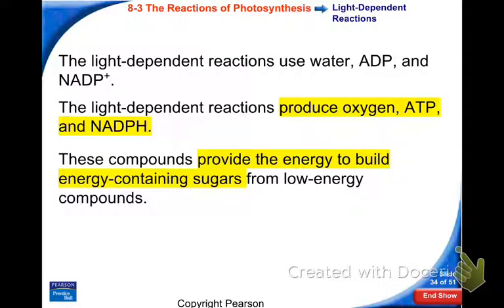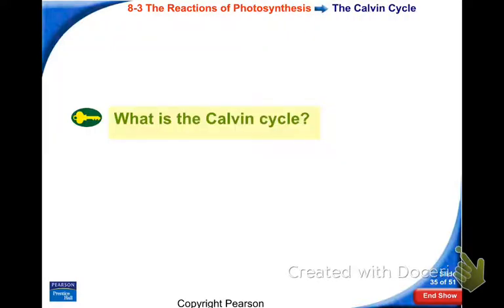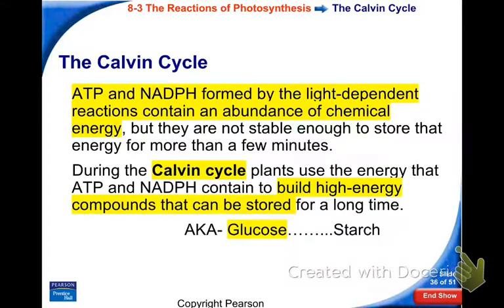So the light-dependent reactions, again, produce oxygen, ATP, and NADPH, and it provides the energy that is needed to build sugars. So the oxygen is released as a waste, and then the ATP and the NADPH go into the Calvin cycle. So what is the Calvin cycle?